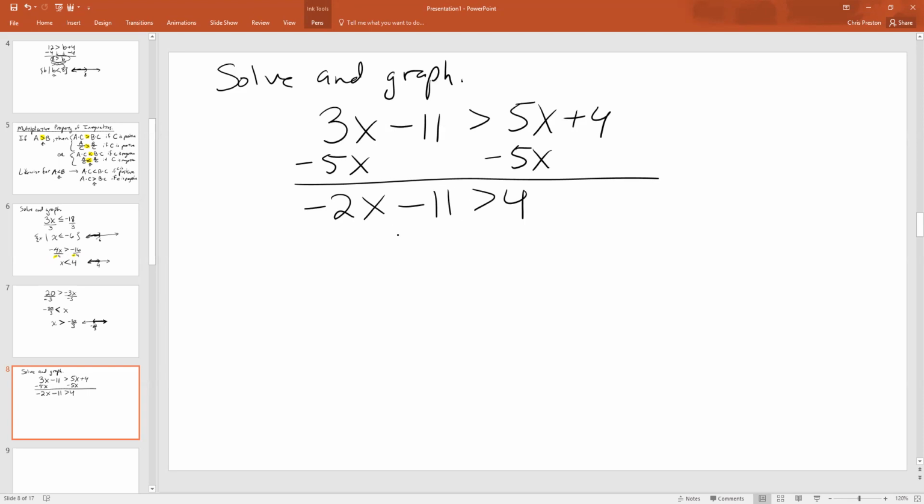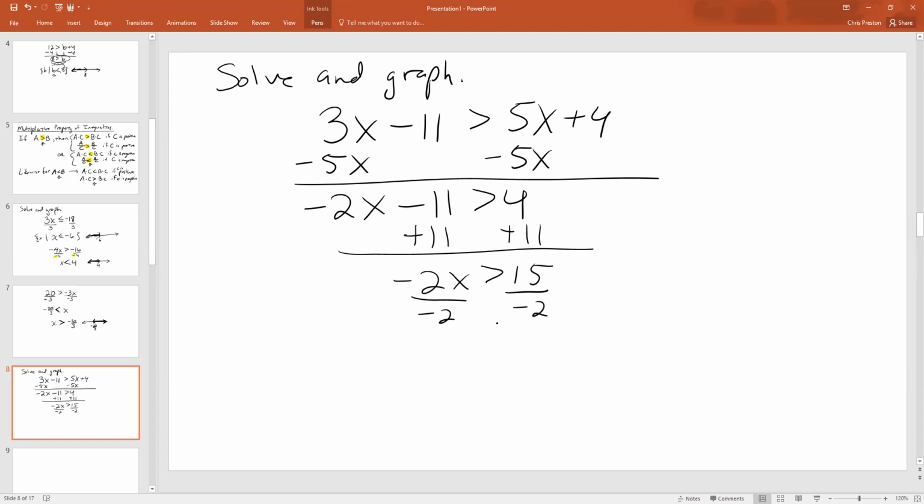So we said the next thing you want to do when you only have one variable is get rid of the constant term. So I want to add 11 to both sides. That'll get rid of that constant term for me. Negative 2x is greater than 15. And now get rid of the coefficient. In order to get rid of a coefficient, we do that by multiplying or dividing. In this case, we're going to divide by negative 2.